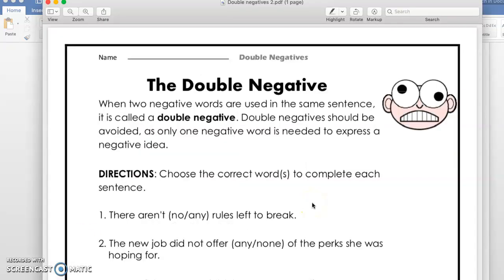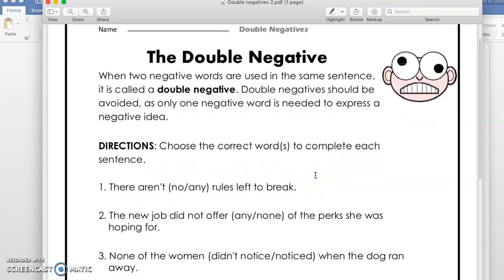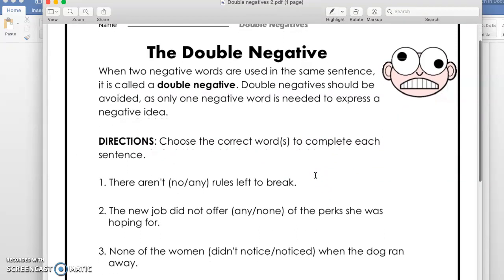Now let's look at this sheet that has examples of double negatives. Cannot have two negative words. So if we have words in the sentence that are both negative, they need to be avoided. One negative word is all that's needed to express a negative idea. Choose the correct words to complete each sentence. So I'm going to choose one of the words in parentheses.